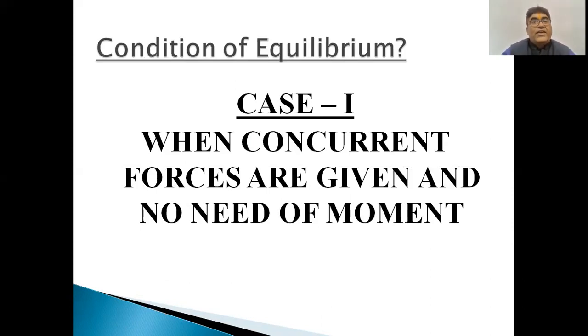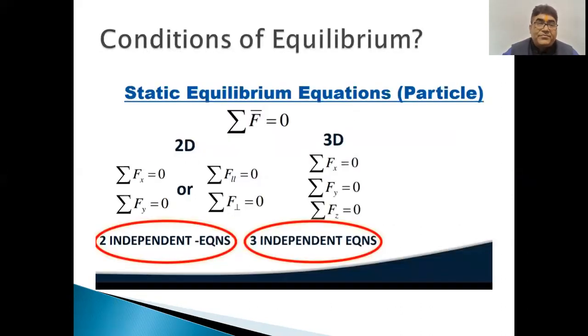Moving forward to the next part, that is conditions of equilibrium. Now we will be discussing the conditions of equilibrium of forces. When a set of forces are acting on a particle, then there may arise two cases. Case 1 is when concurrent forces are given and there is no need of moment. Then there is a very easy formula for finding the condition of equilibrium, that is, the static equilibrium condition of the particle.